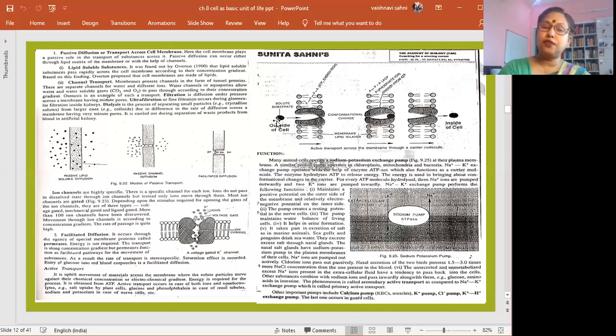The carrier protein first receives it, then moves 180 degrees to have this projection towards inside. This is what is shown in the second diagram. The material, the food, whatever is transported, is dropped inside, and again the carrier protein has to move 180 degrees to go back to its normal position. You see the third diagram.